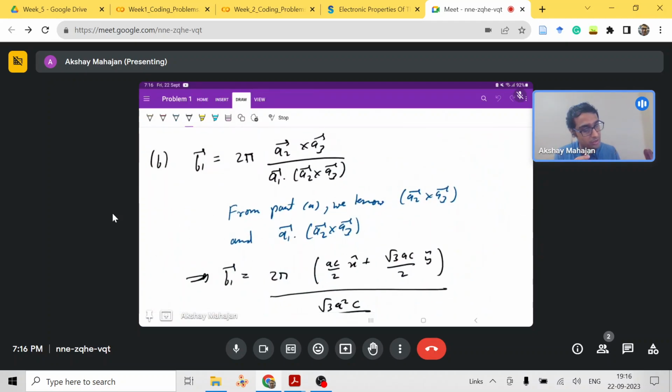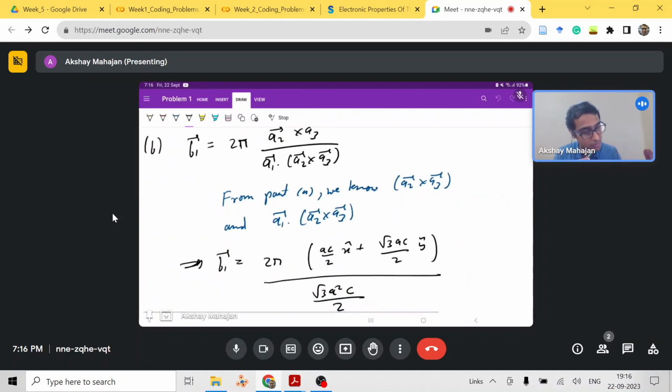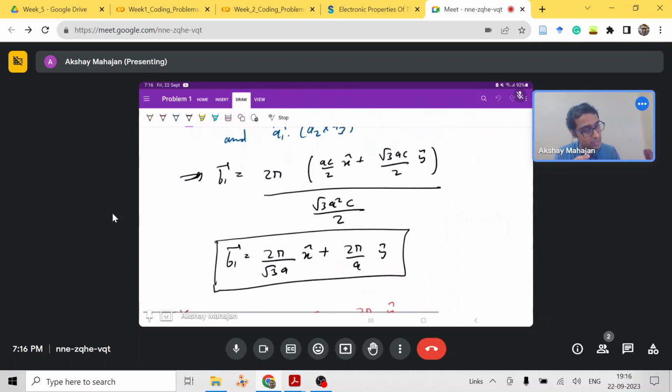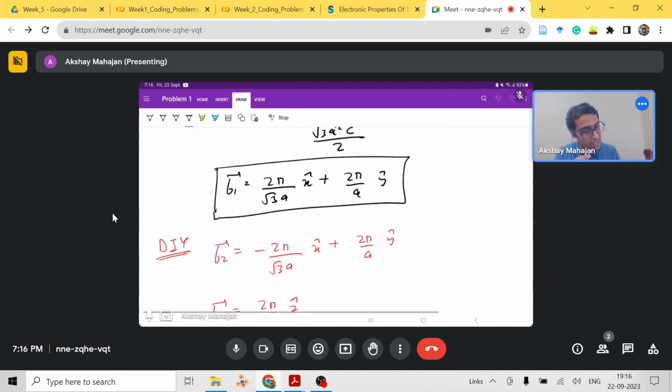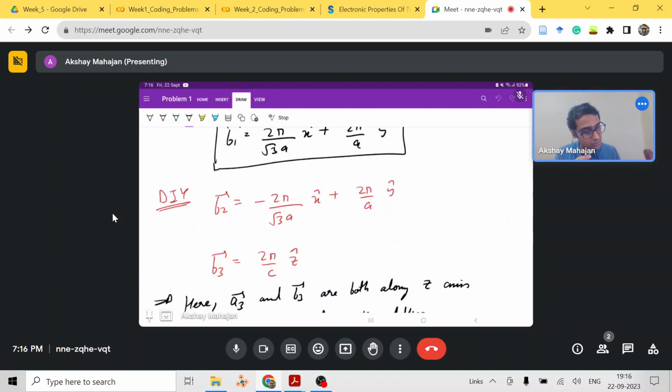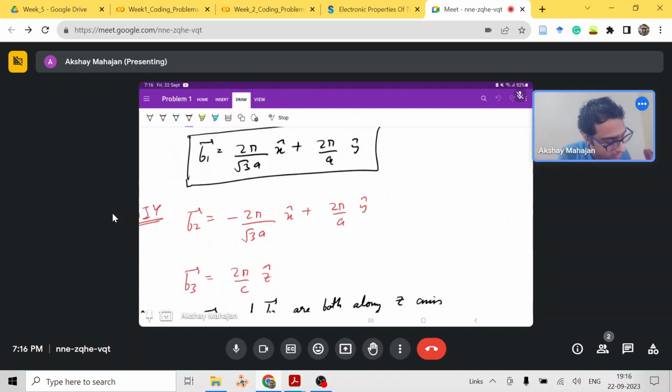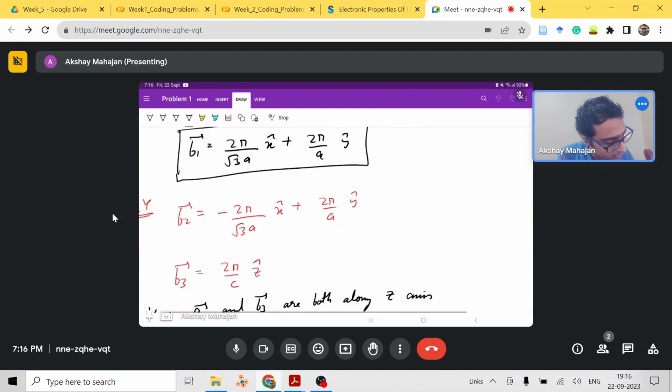So we know the formula for the B1 vector. From part A we know the volume, and we just solve using this formula, which is 2 pi times A2 vector cross A3 vector divided by A1 vector dot A2 vector cross A3 vector. We solved for the B1 vector, and I left it for you to find the B2 vector and B3 vector. It is just the same. To solve this problem for the B2 vector, again you just have to use the formula. B2 vector is equal to 2 pi times.